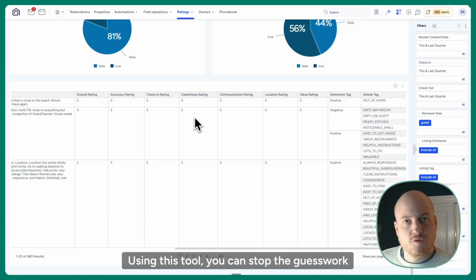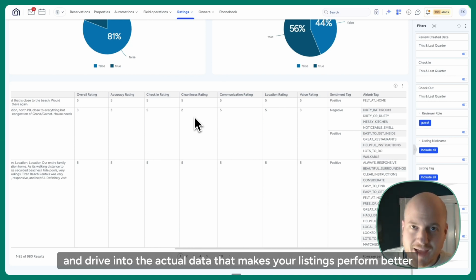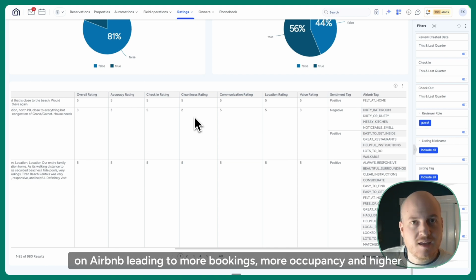So, using this tool, you can stop the guesswork and dive into the actual data that makes your listings perform better on Airbnb, leading to more bookings, more occupancy, and higher average nightly rates.